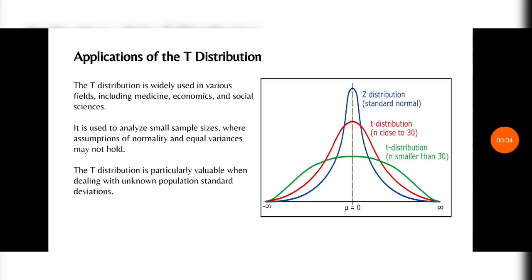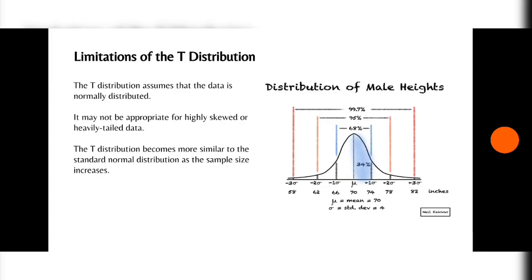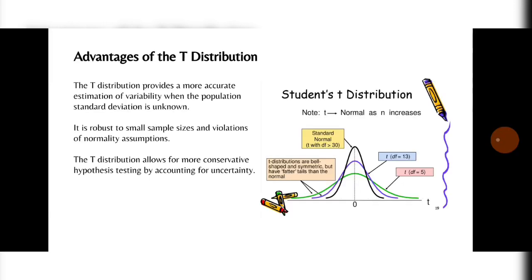Limitations of the t distribution. The t distribution assumes that the data is normally distributed. It may not be appropriate for highly skewed or heavy tailed data. The t distribution becomes more similar to the standard normal distribution as the sample size increases.